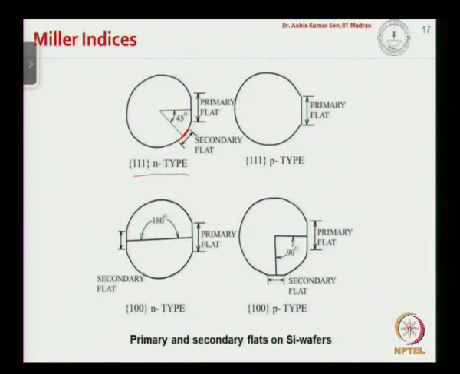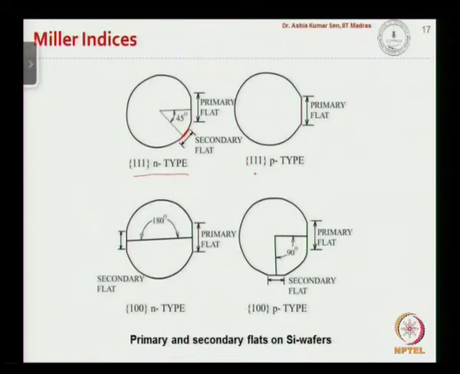So you can tell, if we look at the top surface of the wafer and there are two different flats located 45 degrees to each other, we can say that is a 111 N type wafer. Similarly, we can have a 111 P type wafer. N and P are coming from the doping, which we will talk about in due course. So 111 N type, 111 P type.